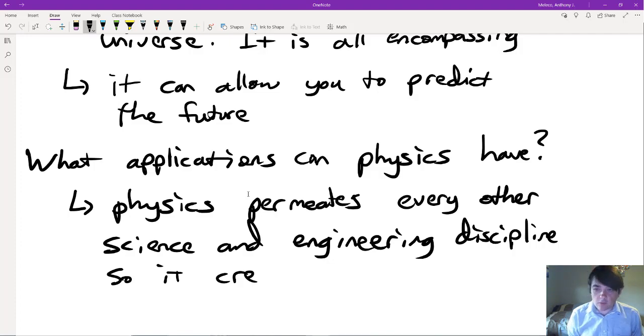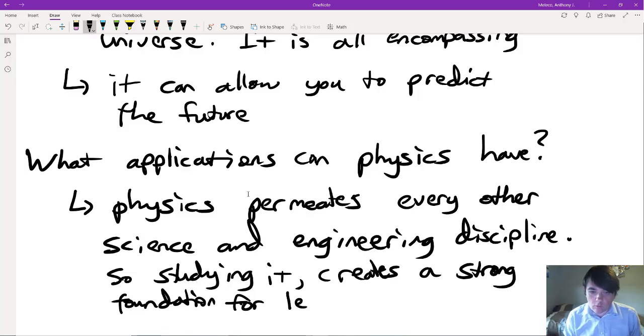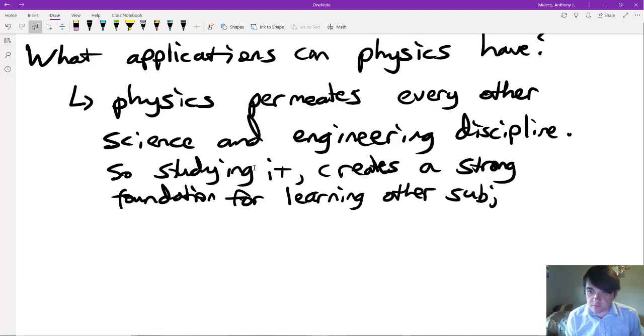So studying it, physics permeates every other science and engineering discipline. So studying it creates a strong foundation for learning other subjects. Okay. Specifically other scientific subjects.